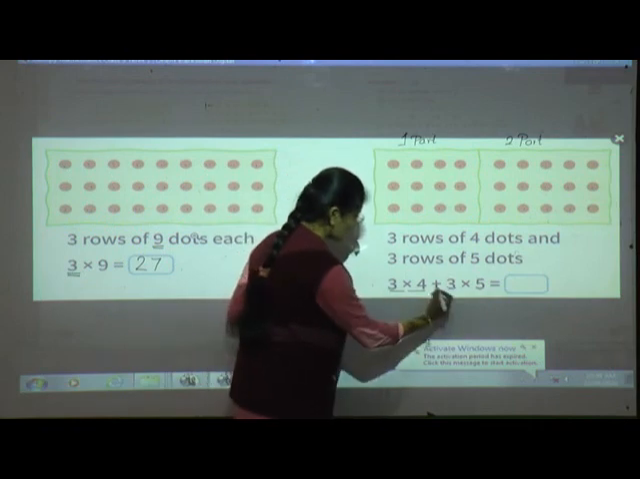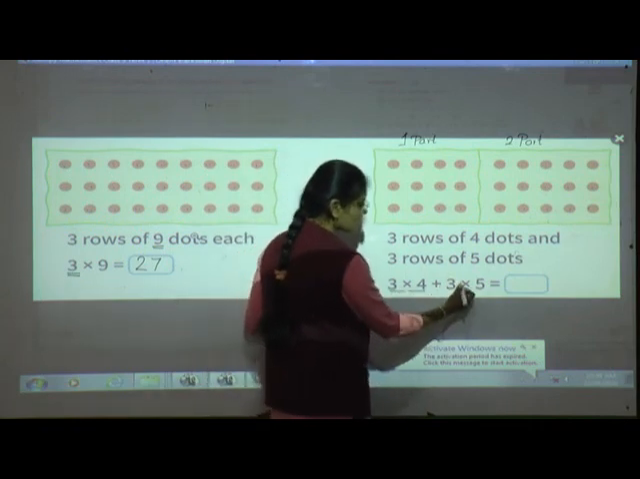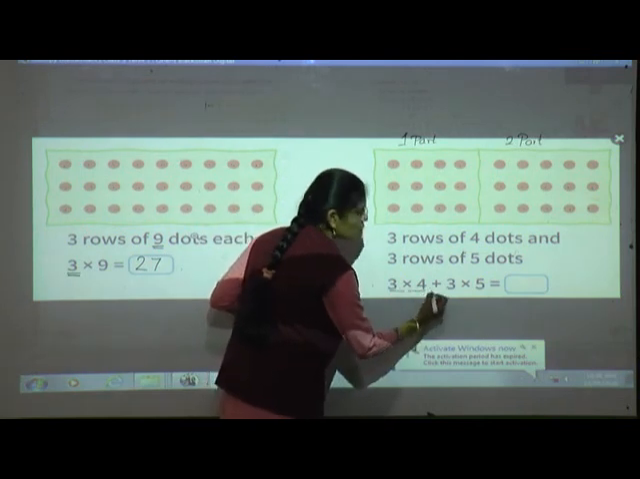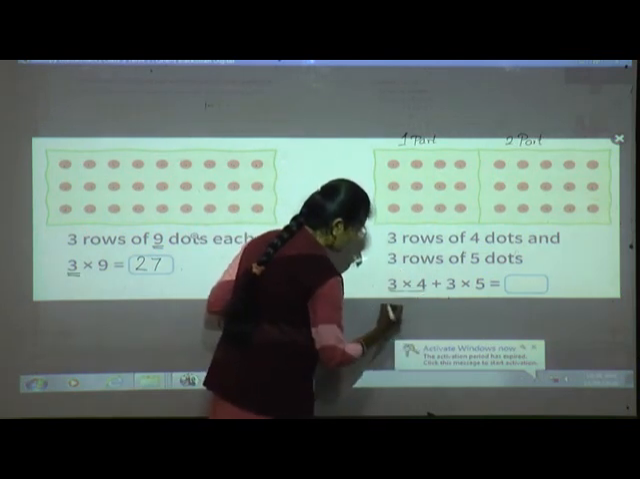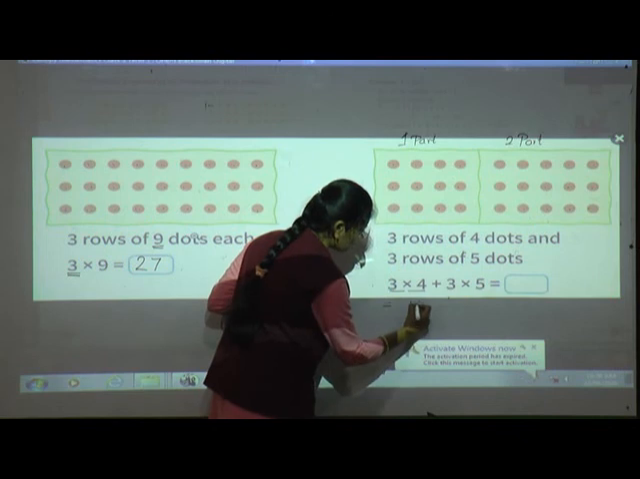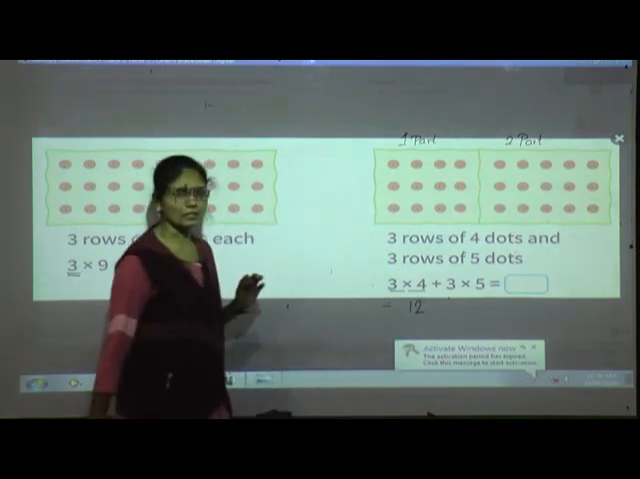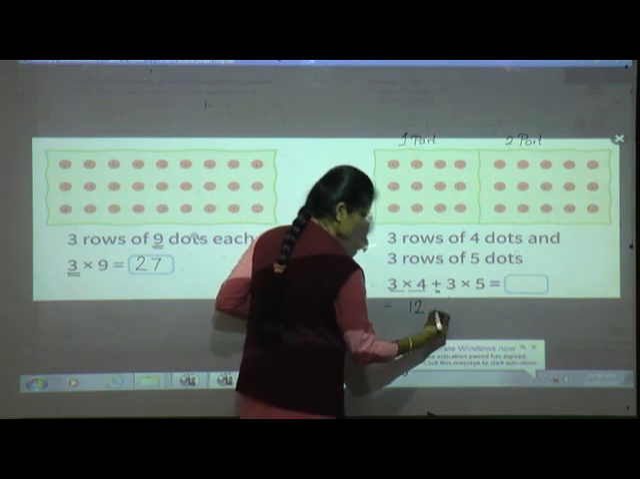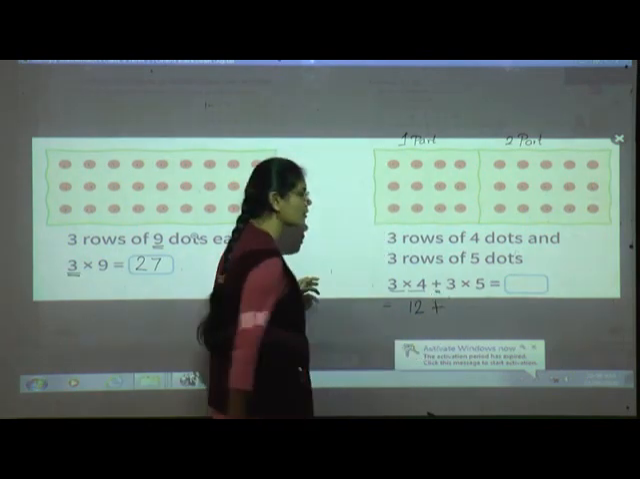First of all we will solve this: 3 into 4 plus 3 into 5. Now see here students, first of all we will do the multiplication. Now tell me, 3 into 4 is equal to what? 3 4s are 12. Now which sign can you see here? Yes, here the plus sign is there. So we will again give the plus sign.